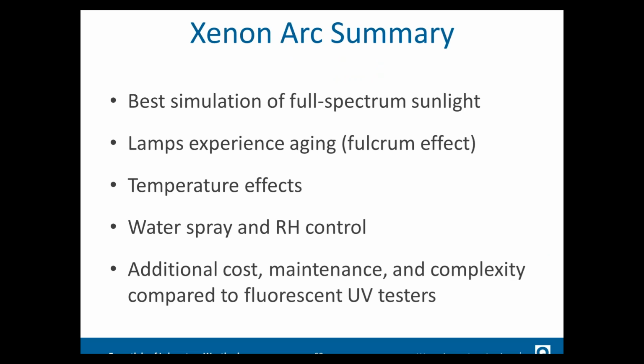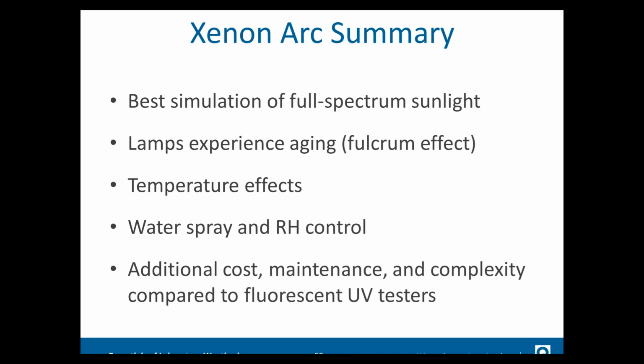So to go over xenon arc altogether, it really is the best simulation of full spectrum sunlight if you're looking for that in an accelerated test. But the lamps do experience aging, which can change the spectrum over time, so it can create some variability there. It does have precise control of temperature effects, and it does simulate the effects of the color of the specimen versus a real-world condition, which is important. A black specimen and a white specimen in a xenon arc will experience that 15 to 25 degree difference.